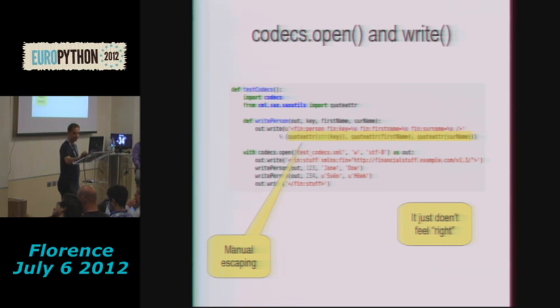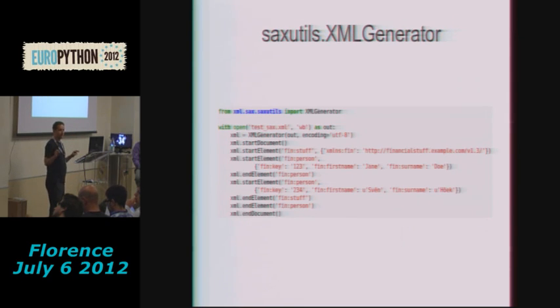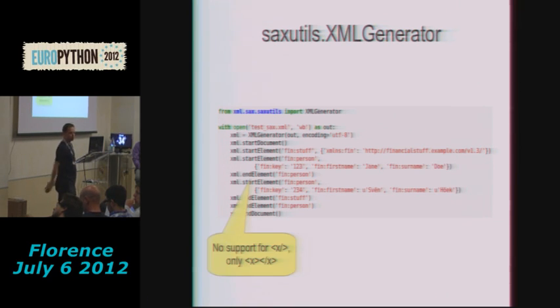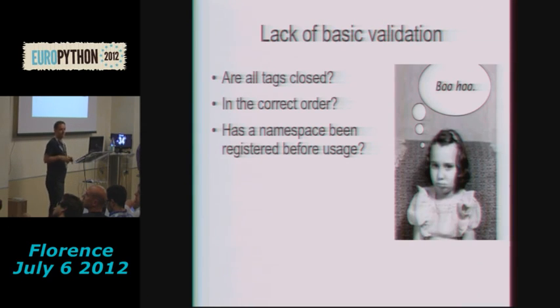With even more digging, we came up that there is an XML generator, and the source code starts to look quite nice in this case. There is a minor issue because you cannot do empty tags. You just have to open and close with nothing in between, which is a little bit clumsy, but otherwise it's almost decent. The main issue we had was that there is a lack of basic validation.